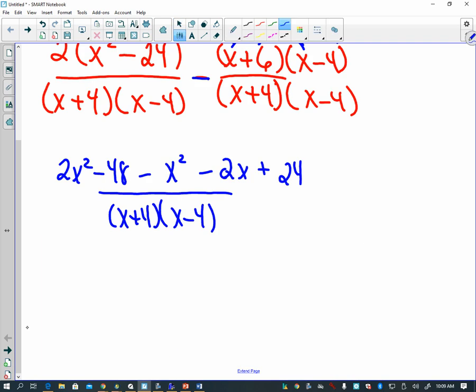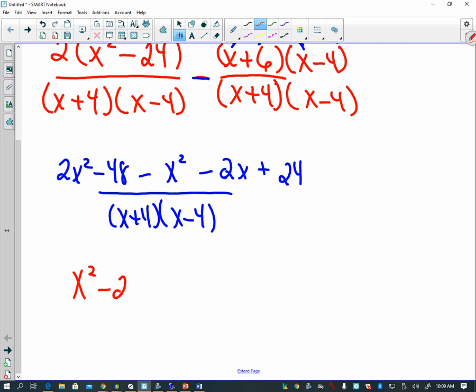So 3x squared? No. 1x squared. Why 1x squared and not 3x squared? Because it's 2x squared minus 1x squared, leaving you with 1x squared. So I've got an x squared. How about if I'm starting off with an x squared, the next thing I want to look at is the x values.